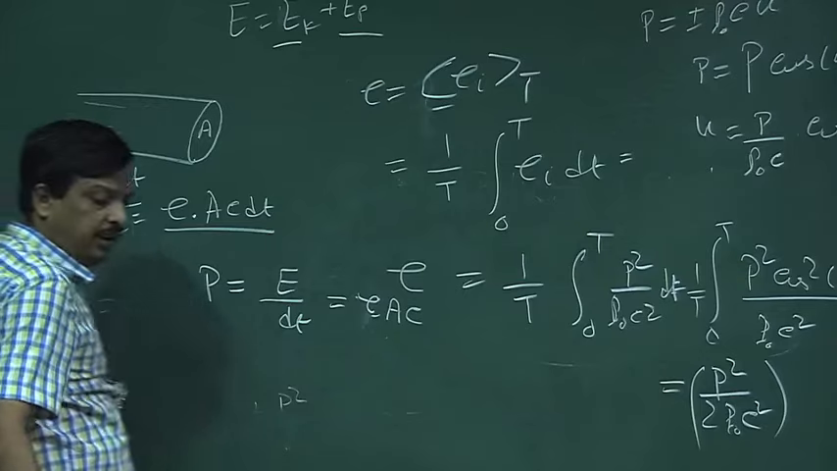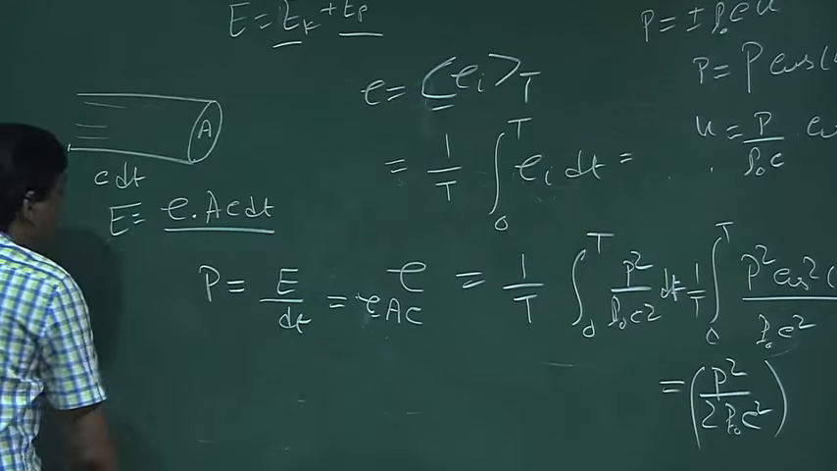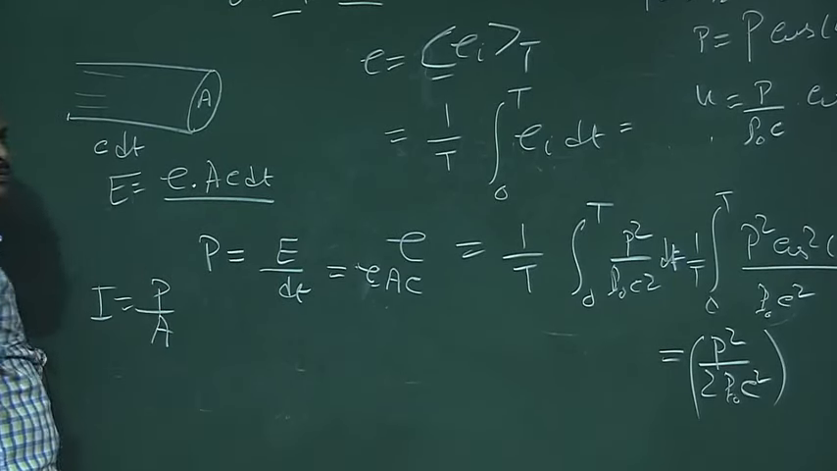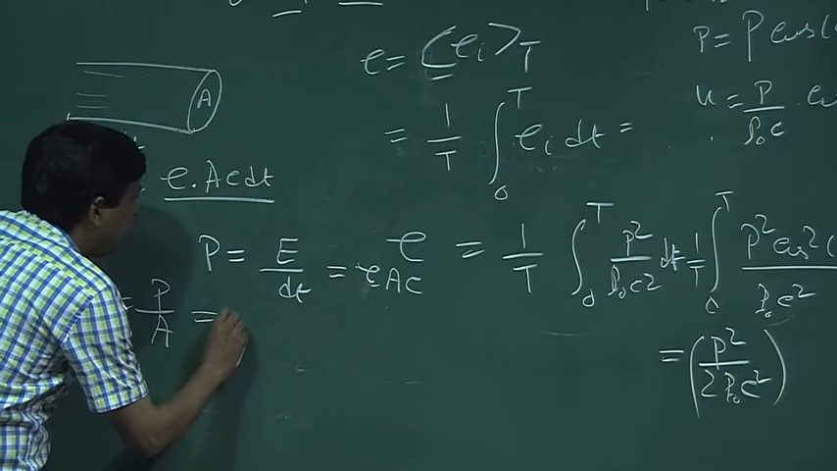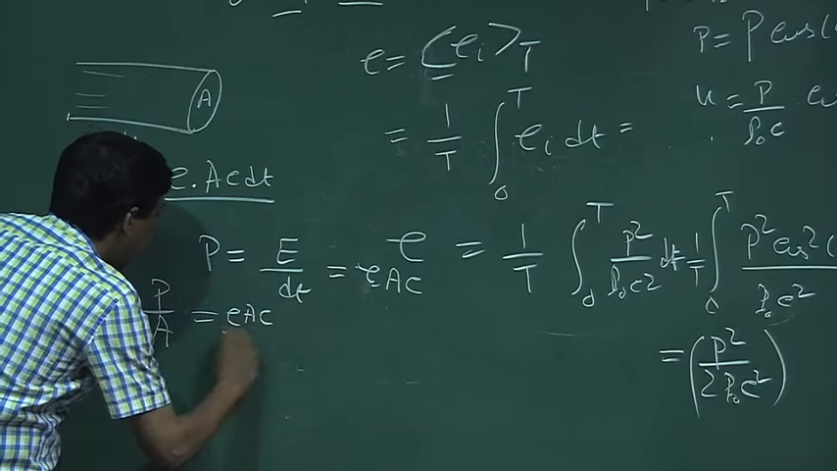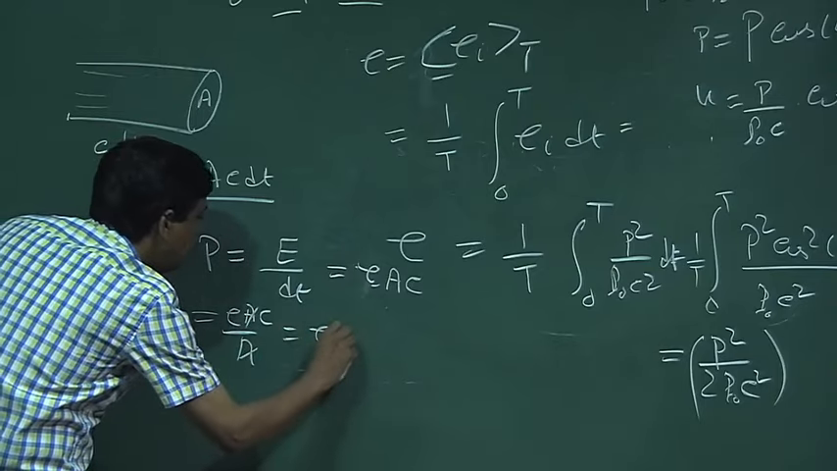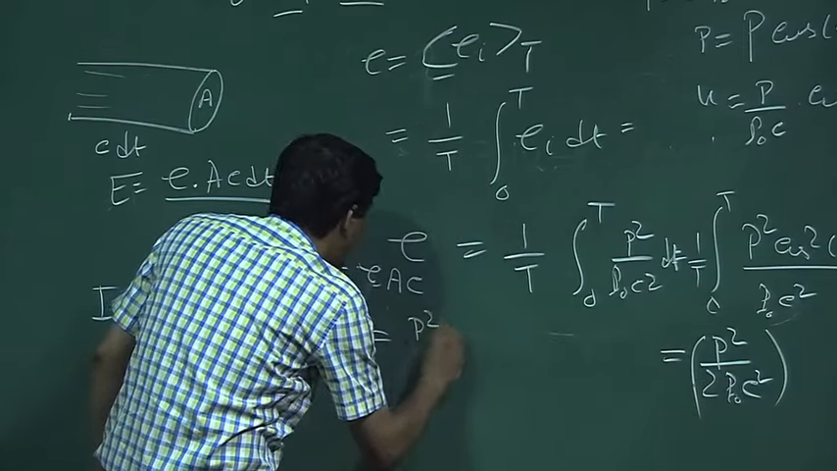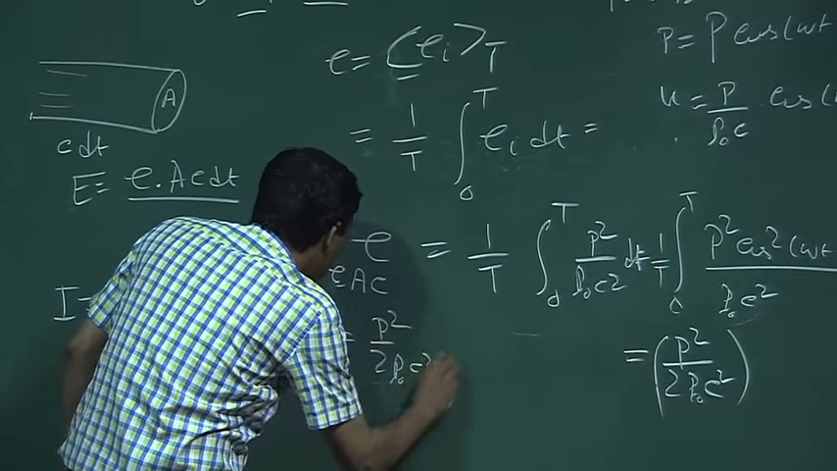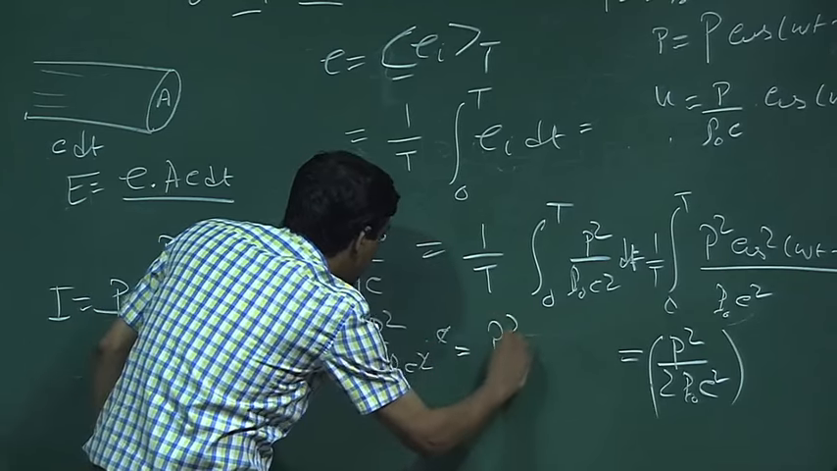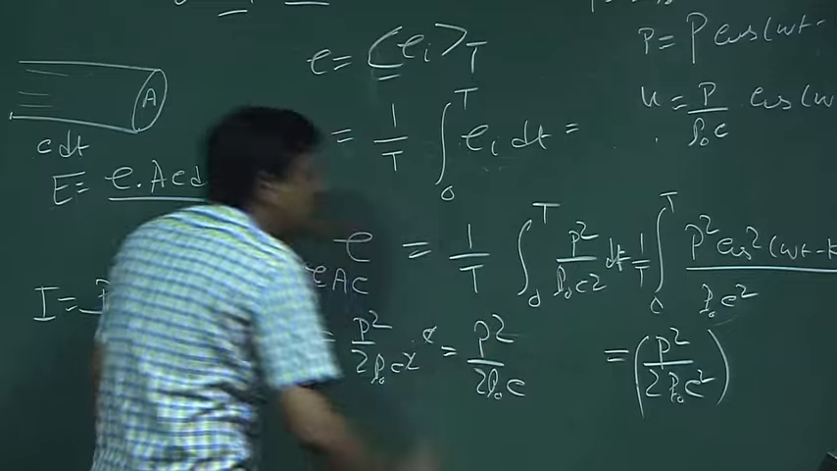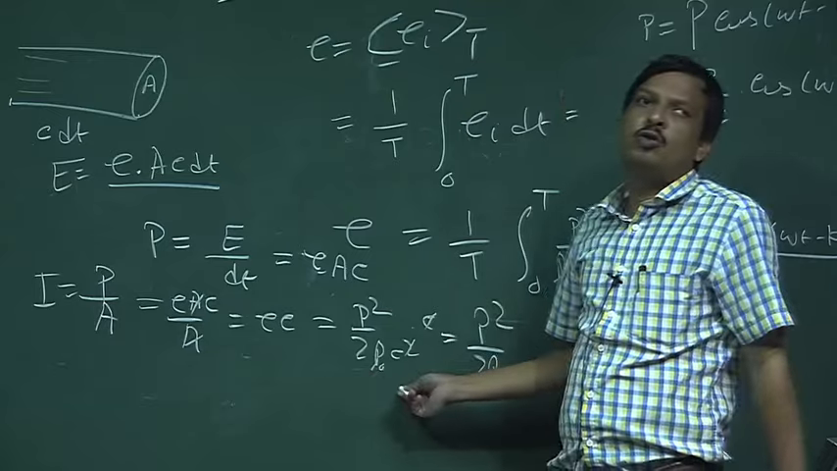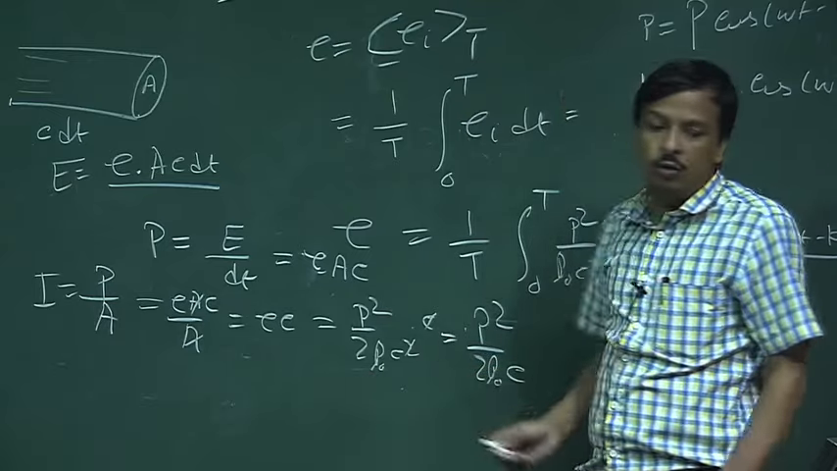Now, what is intensity? Intensity means the power per unit area. So, intensity I is nothing but P by A. So, intensity is nothing but e A c divided by A. The A cancels, it is e into c. So, what is the e value? p square by 2 rho 0 c square. So, p square by 2 rho 0 c square into c is nothing but p square by 2 rho 0 c. So, the intensity of plane wave propagation is nothing but p square by 2 rho 0 c.